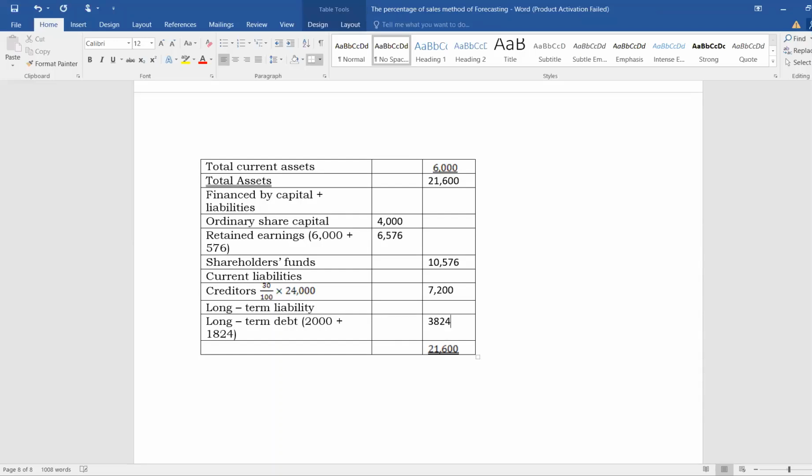Sasa hii ukiongeza yote inakuwa ngapi? 10,576 plus 7,200 plus 3,824 is 21,600. Hiyo balance sheet iko na shida kweli? Hapana, iko balanced. Sawa. So I hope that concept is clear.